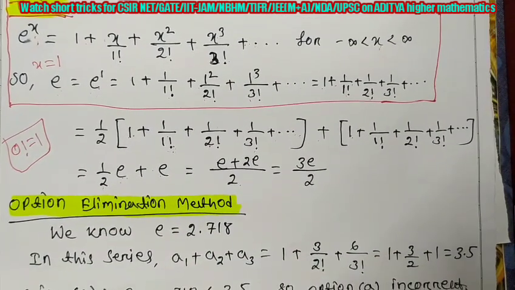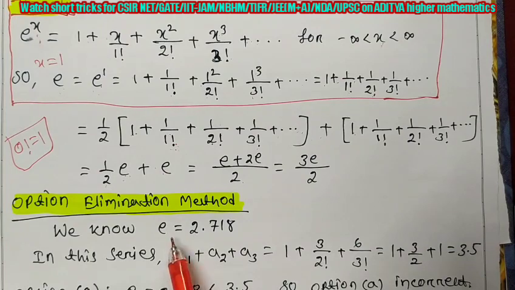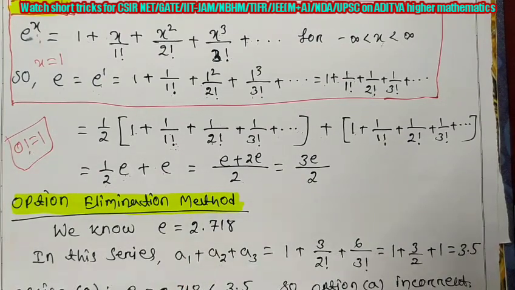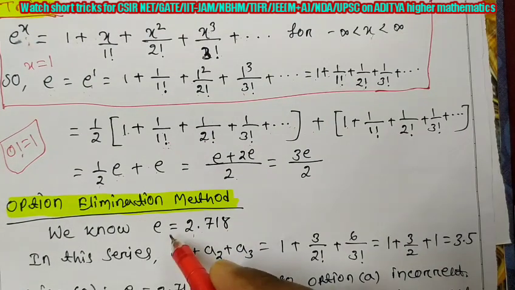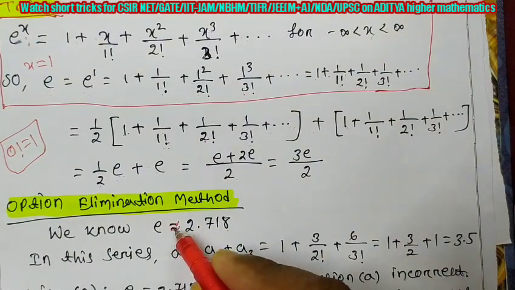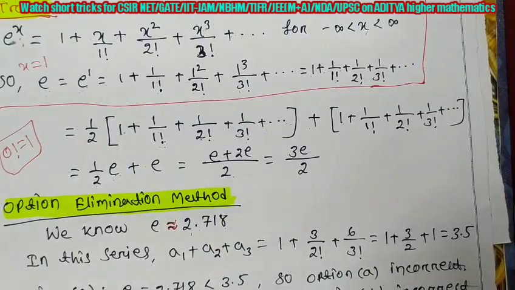Actually in this method, I am just putting in the value of e. You know the approximate value of e is 2.718. It's not the exact value. We can write it like this because some more places are there. I am writing up to 3 places only.